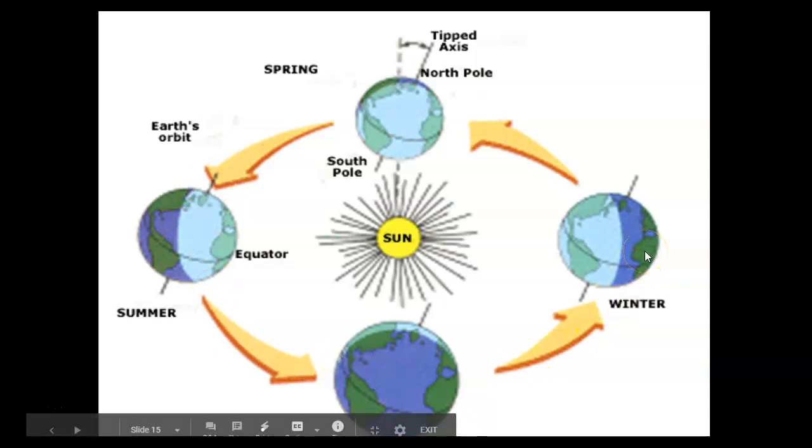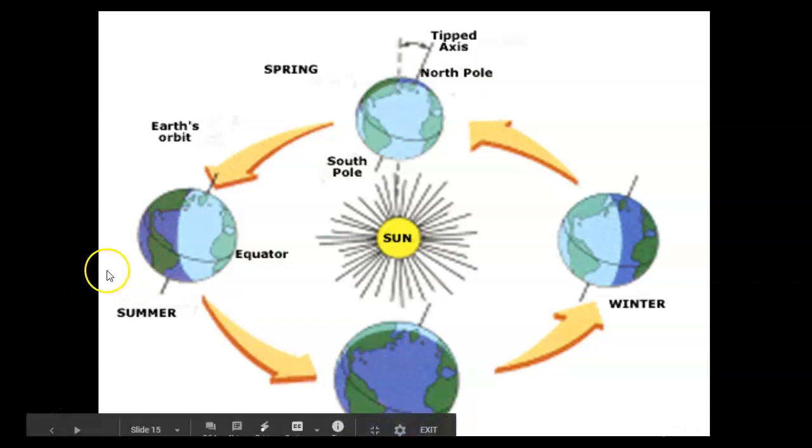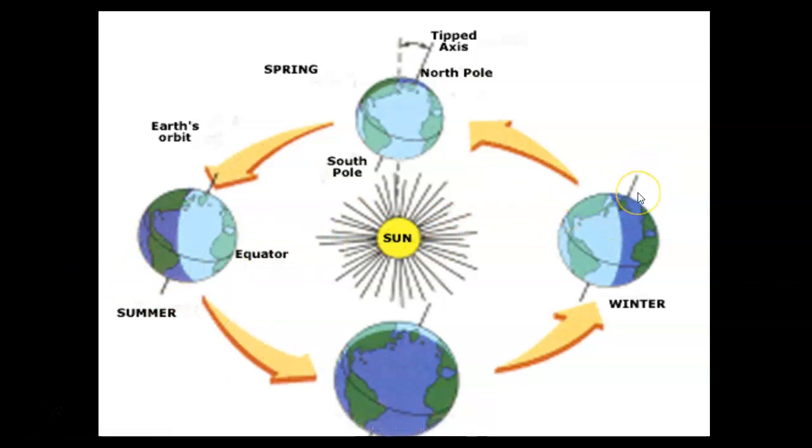Now, I do want to point out something on these diagrams. Look at these two in the middle. It would be very difficult on this diagram to determine if it is tilted towards the sun or not. Always find summer and winter on your diagrams. Look to the left and the right because those are the ones that you can actually see that tilt. You can find that axis and see that it's tilted towards or away.